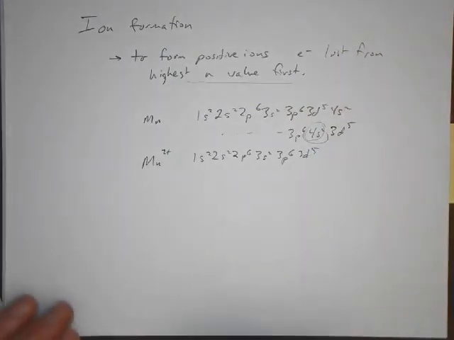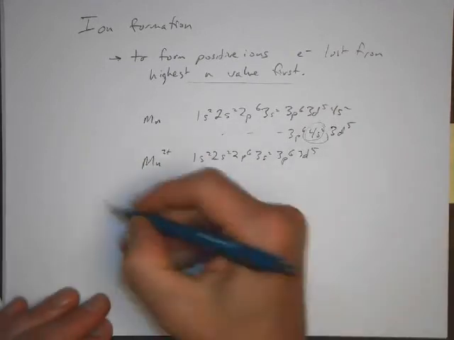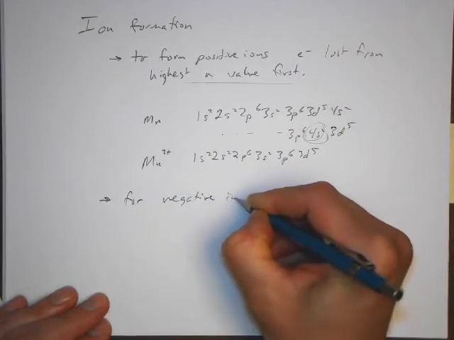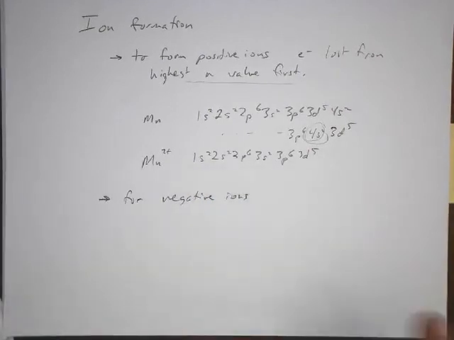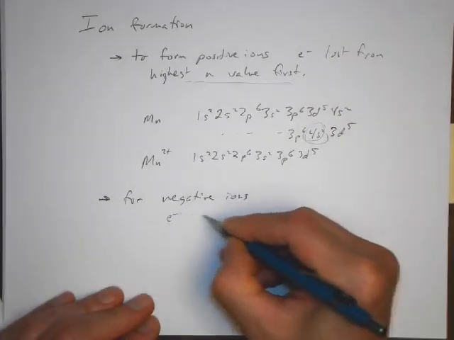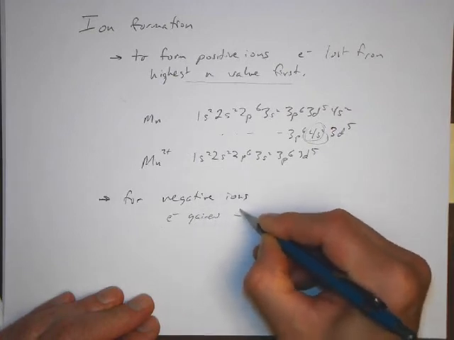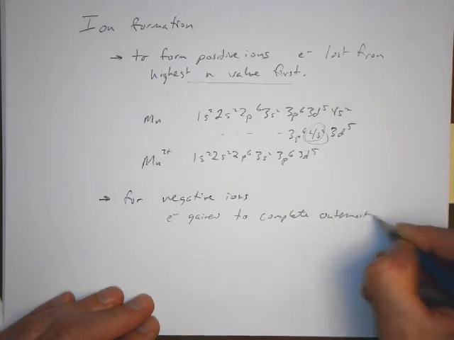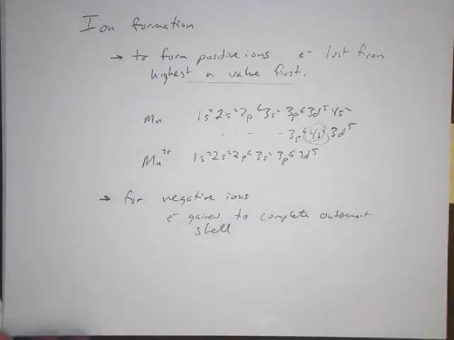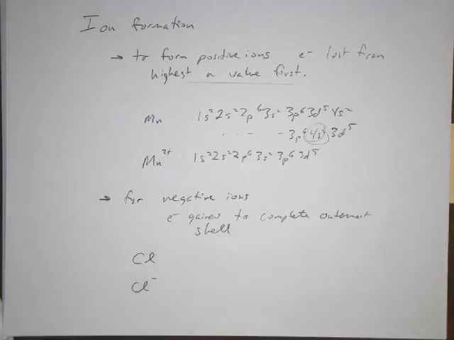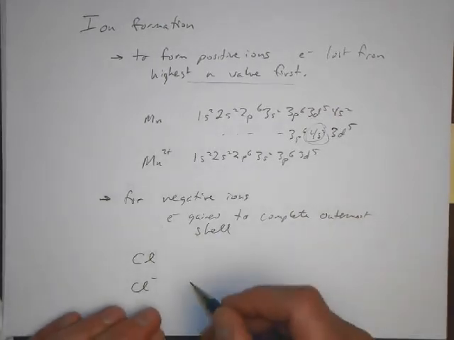And of course, for negative ions, we're usually completing the outermost shell. So electrons are gained to complete the outermost shell. As an example, we have chlorine and chlorine minus. Let's write the electron configuration of both of those.